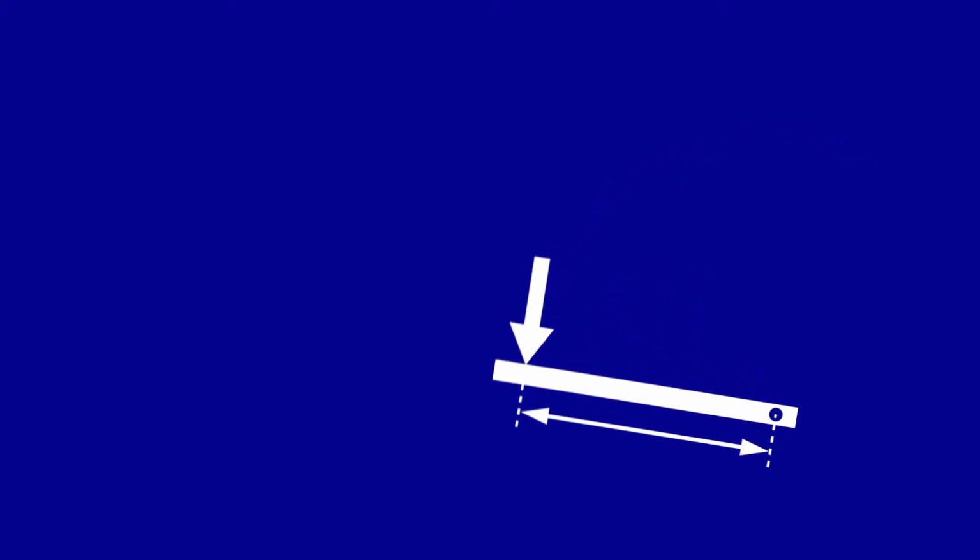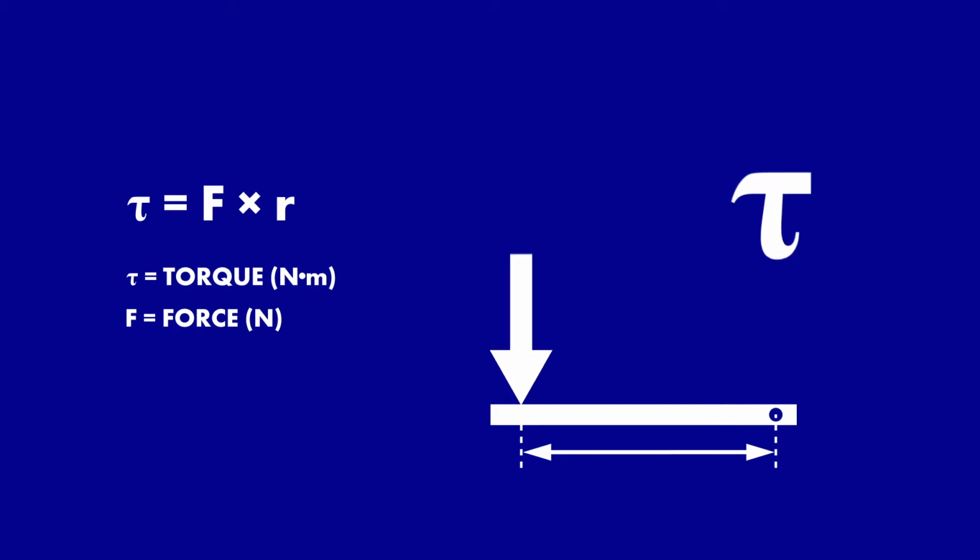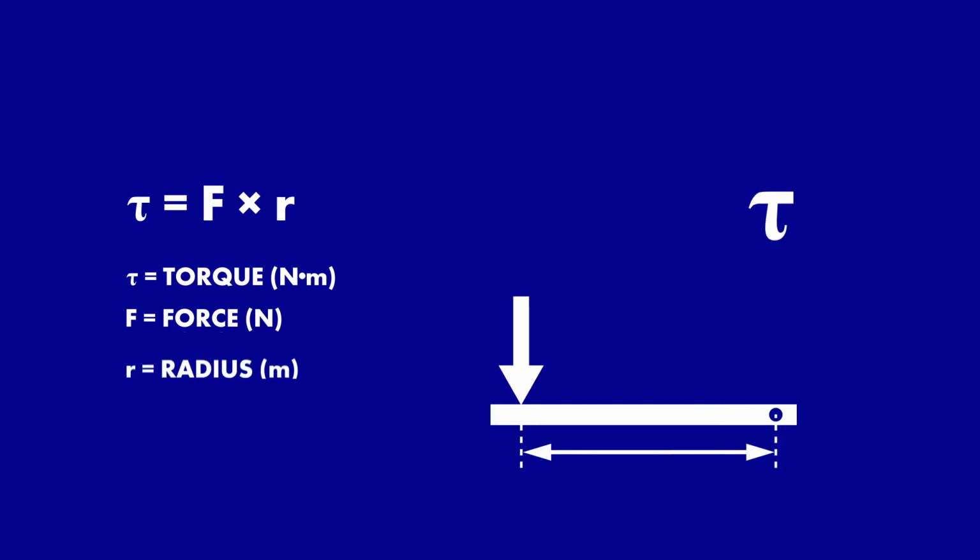Torque is the result of a force applied at a distance from the pivot point. These two factors are related in the formula tau equals F times R, where the Greek letter tau represents the amount of torque in units of newton meters, F is the applied force in newtons, and R is the radius, or distance from the pivot point the force is being applied, in meters.